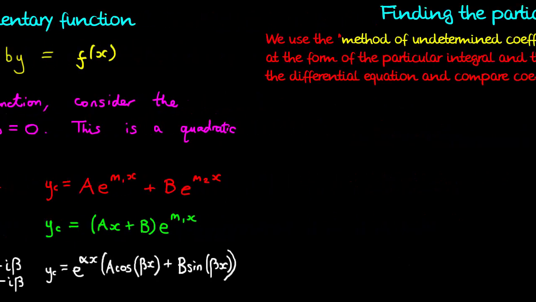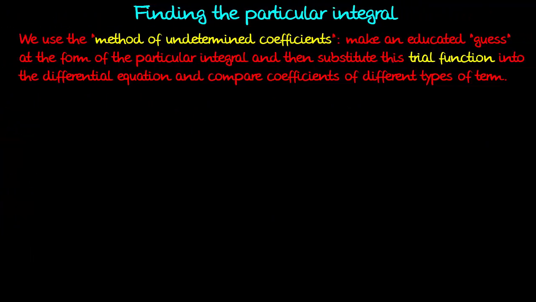What about the other bit, the particular integral? Well, the method that we use is called the method of undetermined coefficients. And the idea of that, as is written here, is that you make a kind of educated guess of what form the particular integral is going to be in. That will have some arbitrary constant in, or maybe more than one arbitrary constant, and then you substitute that into the differential equation, and you compare coefficients of different types of term.